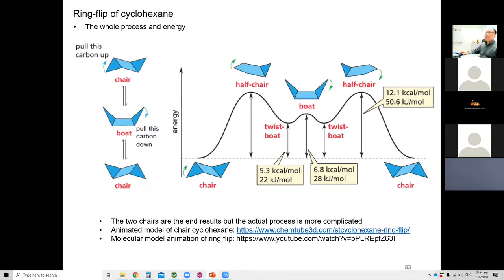All right. And I have provided here a video link where you can see an animated model of the chair conformation, and the animation of the ring flip process. Okay, but I would suggest you have a model, and that's the most straightforward and easiest way to understand this ring flip process. All right.